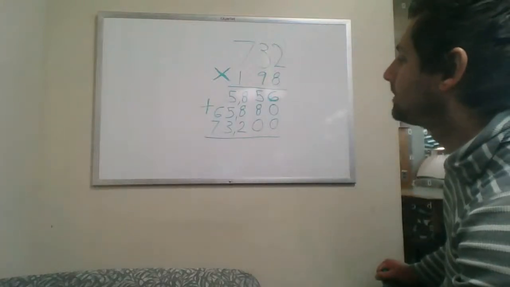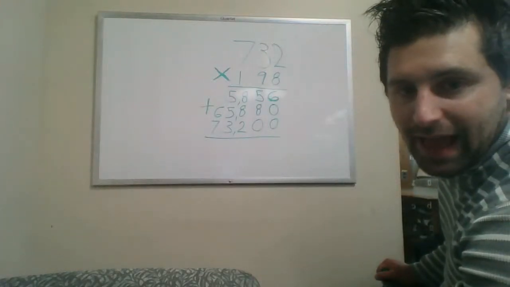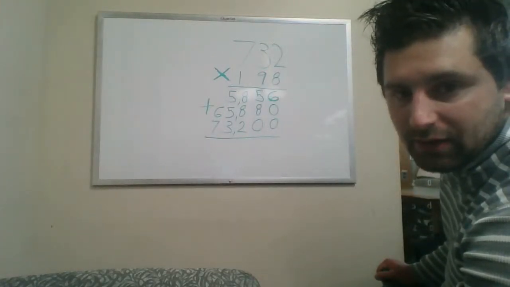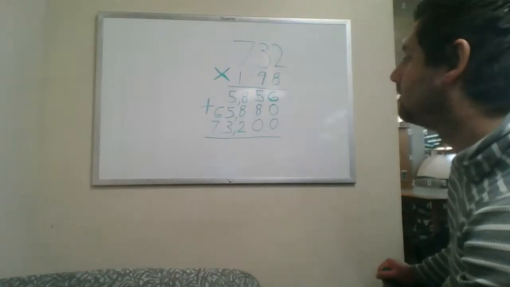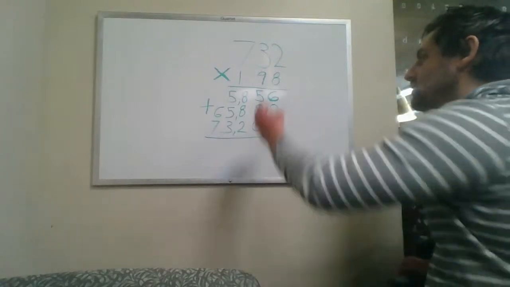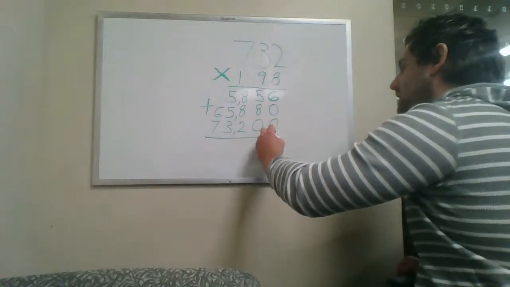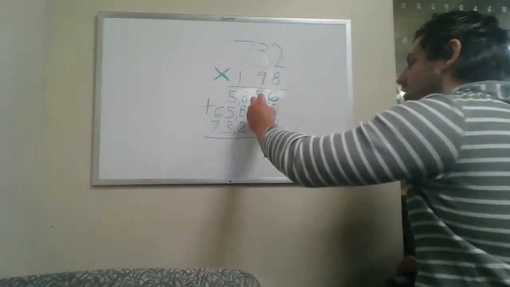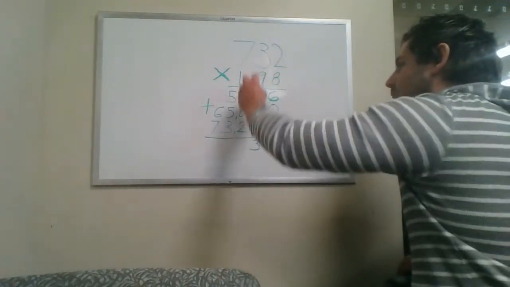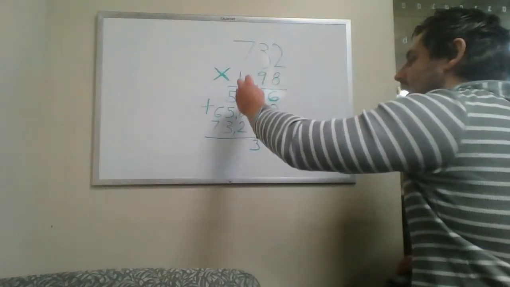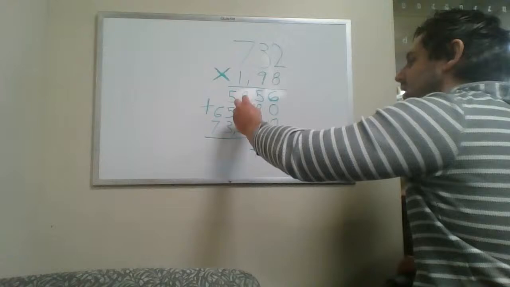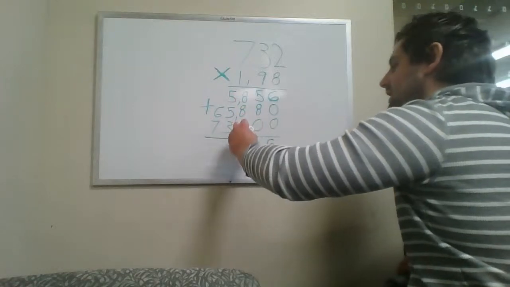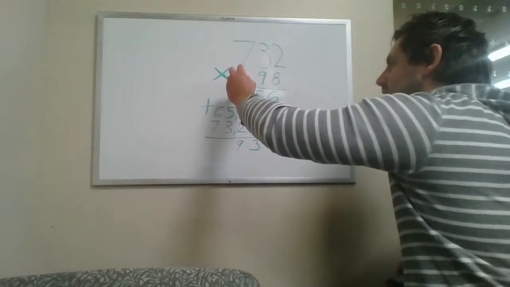All right. So now we're going to add these three numbers together. Get our final answer. 6 plus 0 plus 0 equals 6. 5 plus 8 plus 0 equals 13. 3 carry the 1. 1 plus 8 equals 9. Plus 8 equals 17. Plus 2 equals 19. 9 carry the 1.